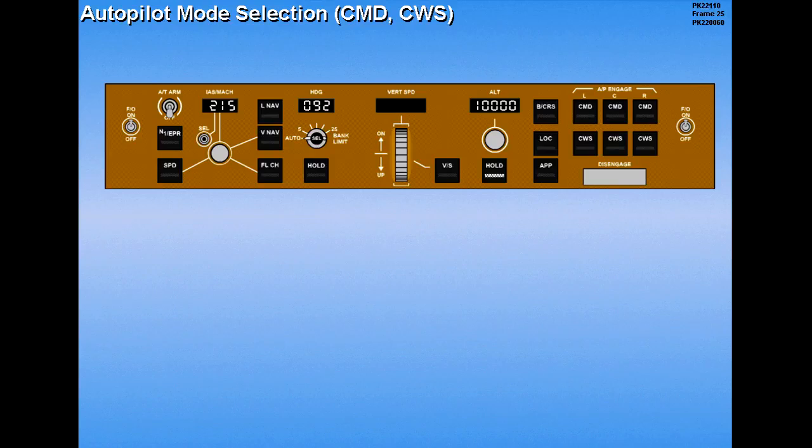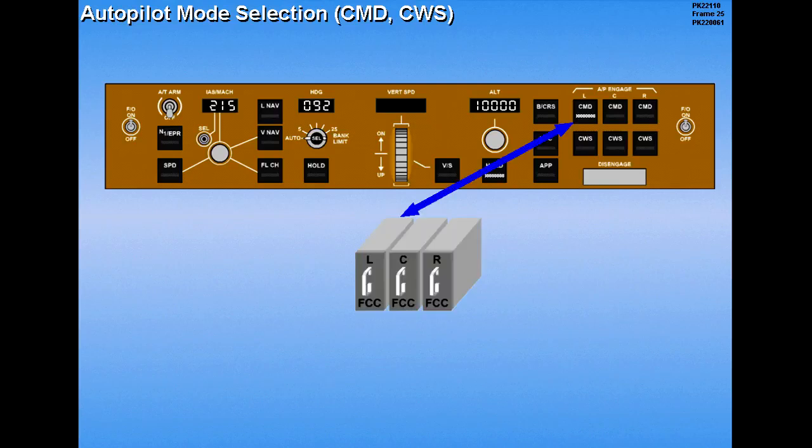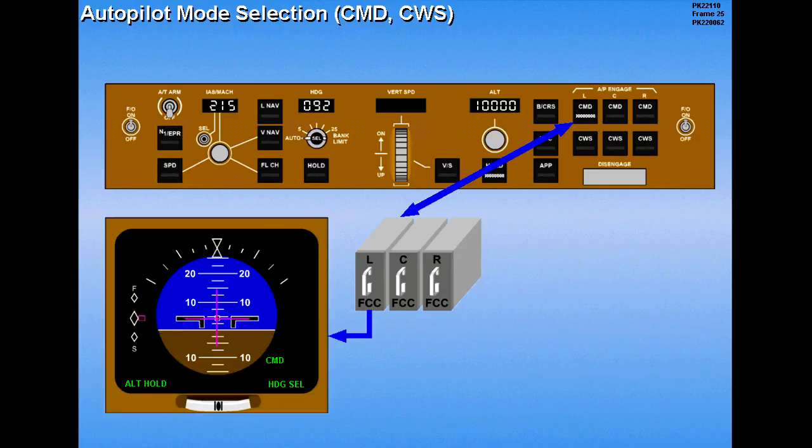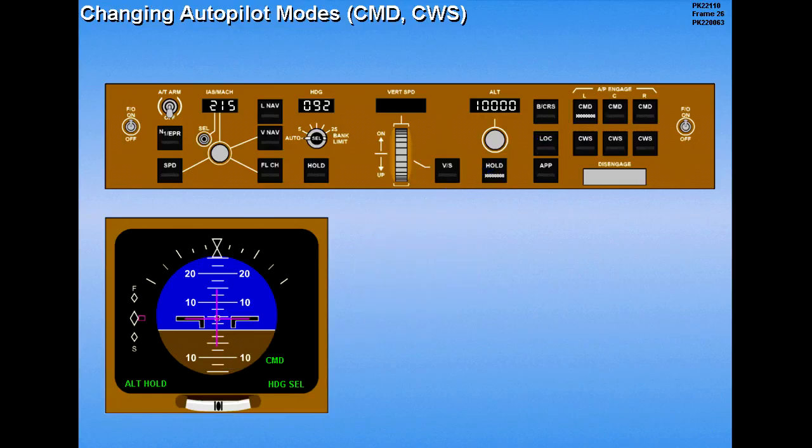Switches for each autopilot, labeled Command and Control Wheel Steering, select the respective operating mode for engagement. Pressing either switch illuminates a light bar in the switch, indicating that an engagement request has been sent to the associated flight control computer. If the FCC engages the requested mode, it will be displayed on both ADIs in green text. Once the autopilot is engaged, one operating mode can be replaced by the other by pressing the associated engagement switch.